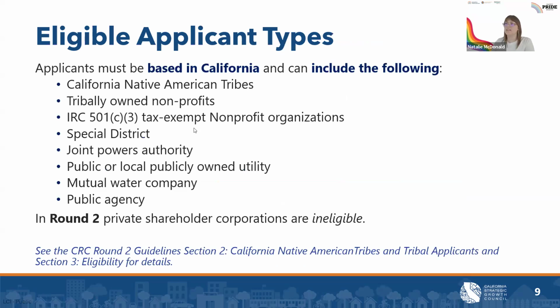So let's take a look at the eligible lead applicant types. Eligible lead applicants include California Native American tribes and tribally owned nonprofits, IRC 501c3 tax-exempt nonprofit organizations, or local and regional public agencies, which includes but are not limited to special districts, public utilities, and municipal water companies. Private companies are ineligible as lead applicants or funded partners.